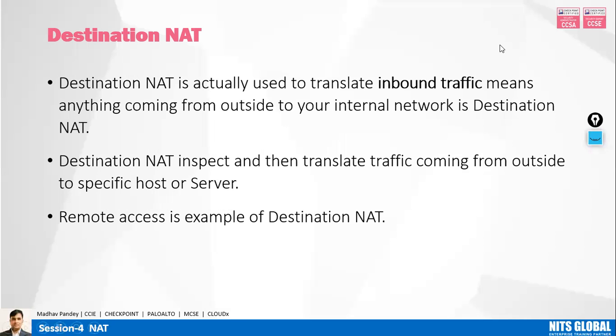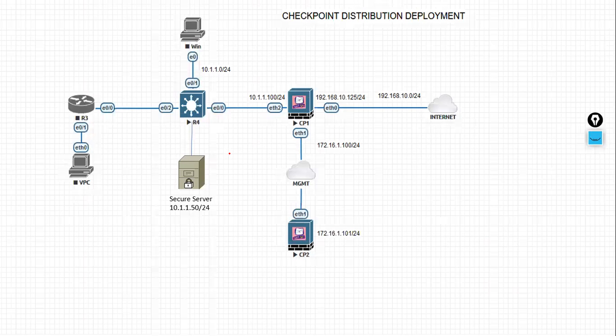So Destination NAT is what? Very simple. Destination NAT is to translate inbound traffic, meaning anything coming from outside to your internal network is a destination NAT. For example, let's say I have a network here and let's assume that this is your secure server. It could be anything.